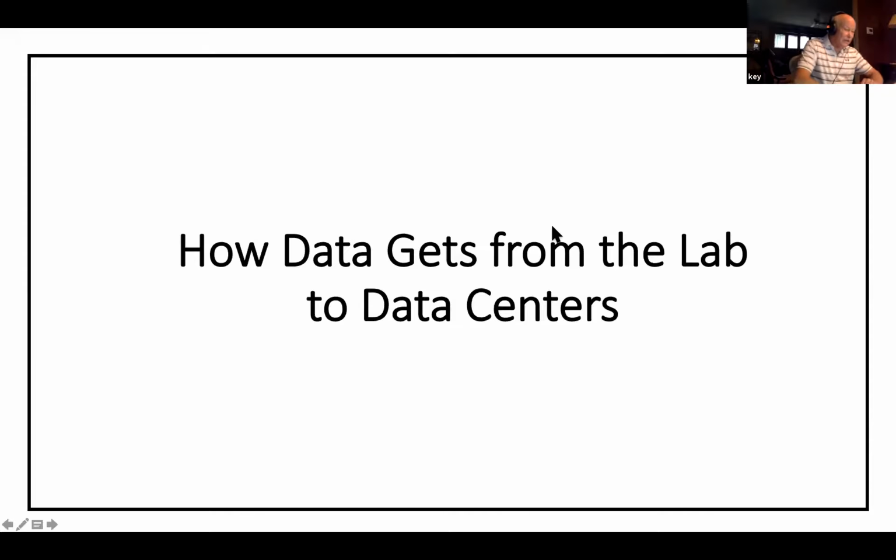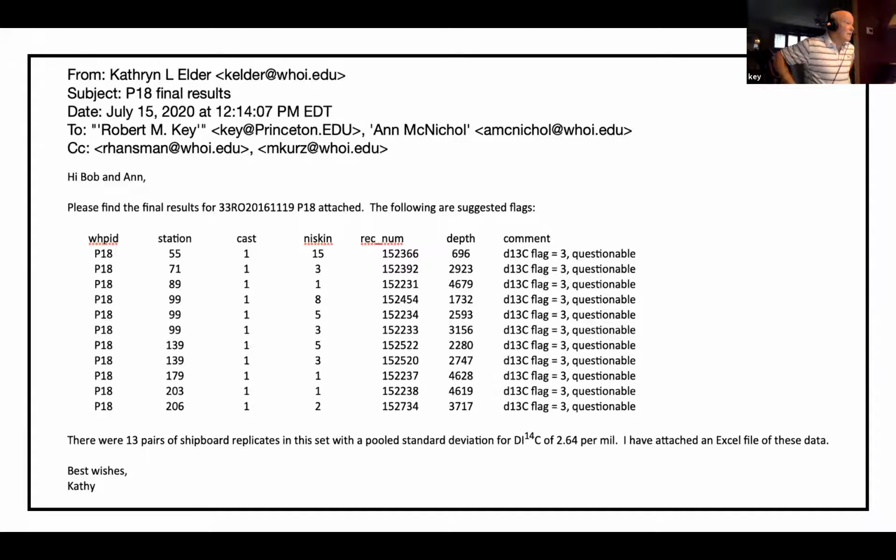So we're going to look at how the data gets from the lab to the data centers. You can see this is literally a snapshot of an email that I got from Kathy Elder last year, 2020. The data is from P18, and there are two things in this message. One, she tells me what the data are from. This particular number is called an expo code. It is a unique number generated for every major cruise that goes out at sea.